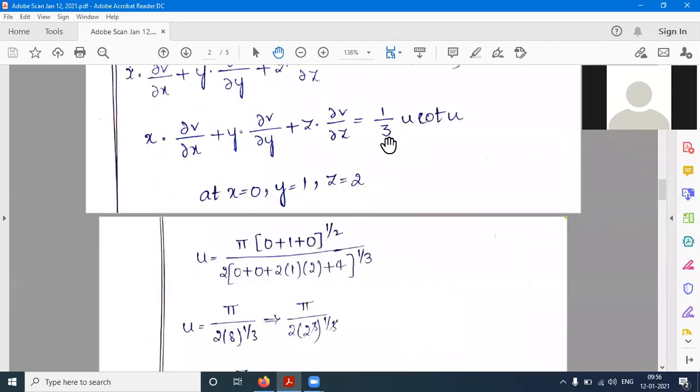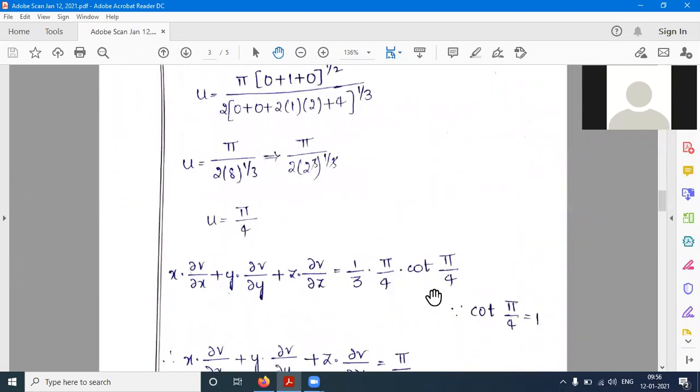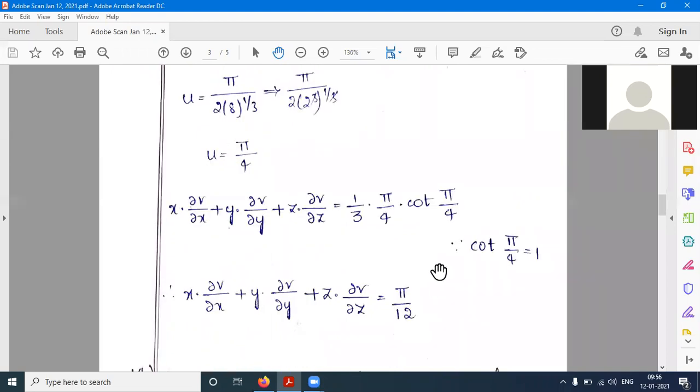You have 1 by 3 u. U is what? 5 by 4. So we have written 5 by 4, and cot u is there. So cot 5 by 4. Cot 5 by 4 is nothing but cot 45. Cot 45 is what? 1. Tan 45, cot 45 is 1. Okay, we are substituting 1 here.